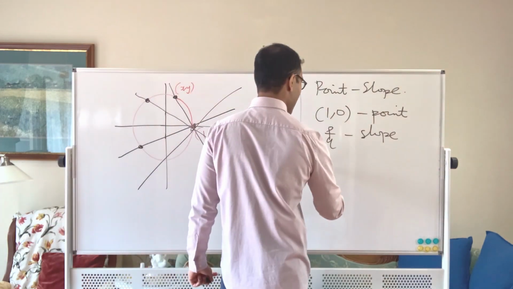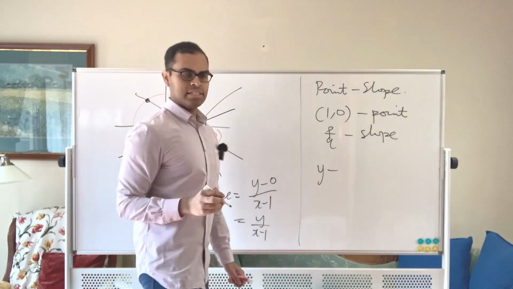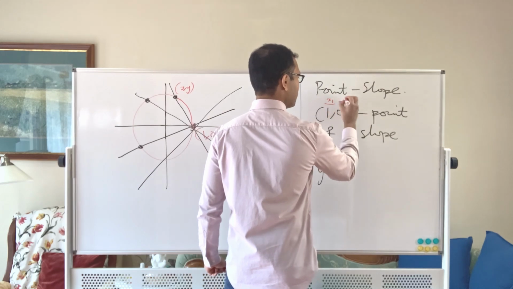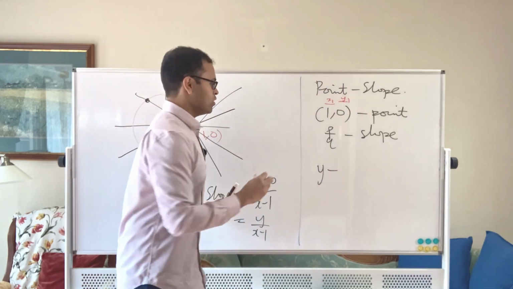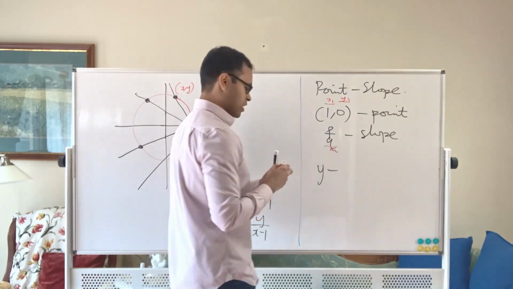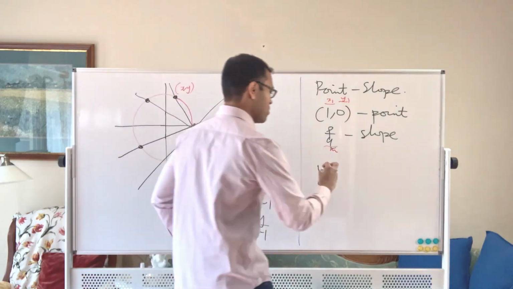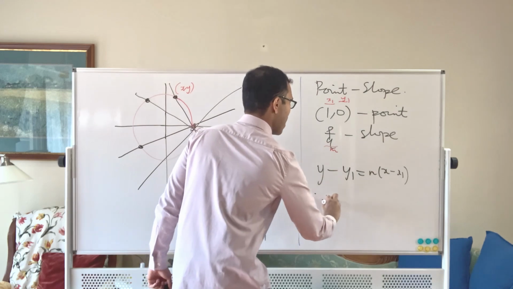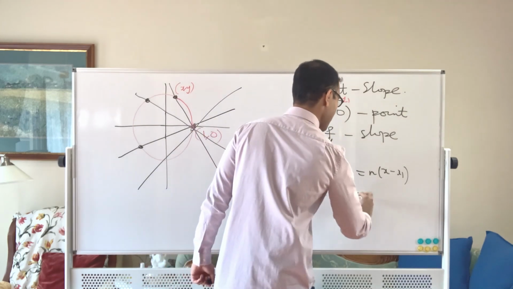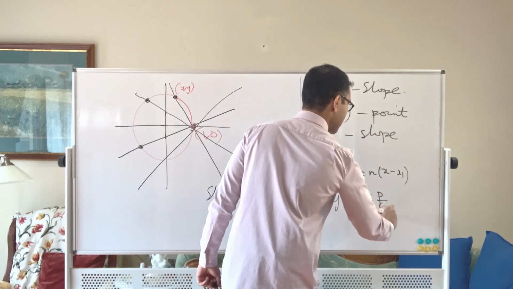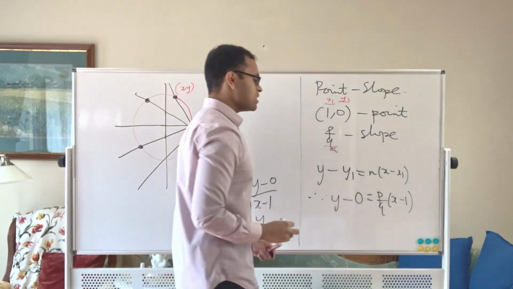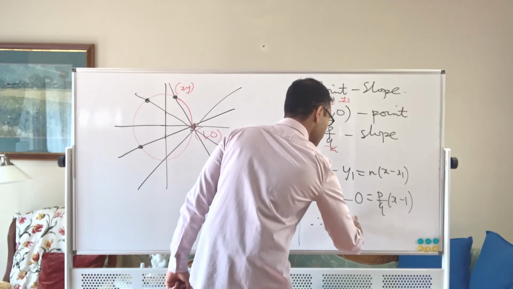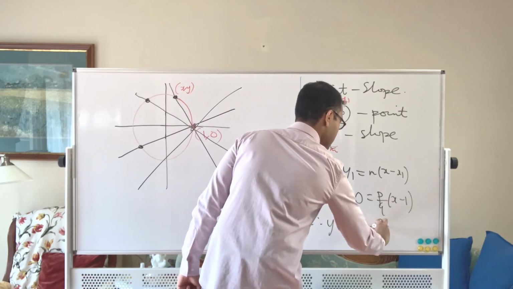So it is going to be y minus y1. Take the point: this is x1 and y1. This is the slope. You can call it m if you like. So if you know the point slope form, it's going to be y minus y1 equals m times x minus x1. Therefore, y minus 0 is going to be P over Q times x minus 1. So that's going to be the equation of the line. It's going to be, therefore, y equals P over Q times x minus P over Q.